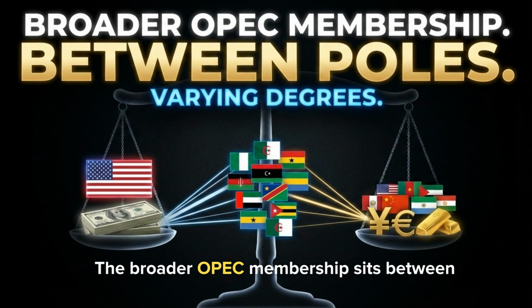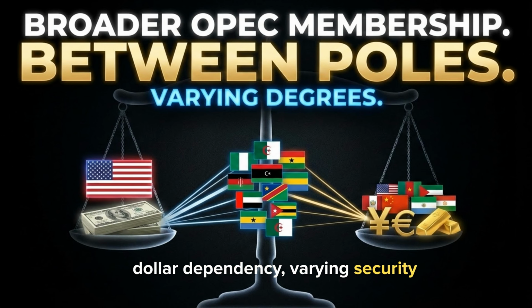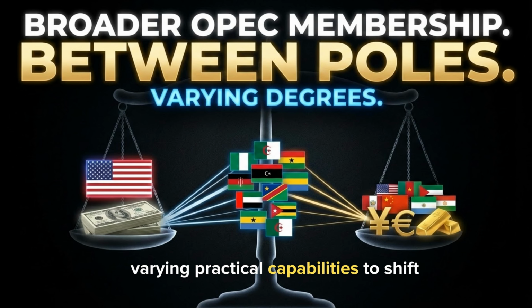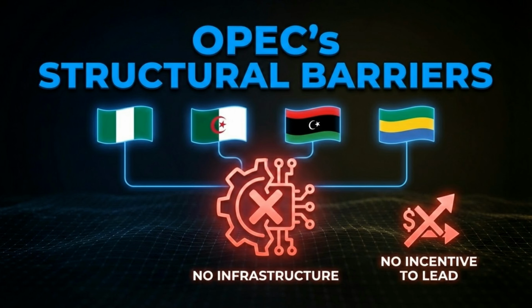The broader OPEC membership sits between these poles, nations with varying degrees of dollar dependency, varying security relationships with the United States, and varying practical capabilities to shift transaction currencies even if they wish to. Nigeria, Algeria, Libya, Gabon. These nations in most cases have neither the institutional infrastructure nor the political incentive to lead any departure from dollar oil pricing.